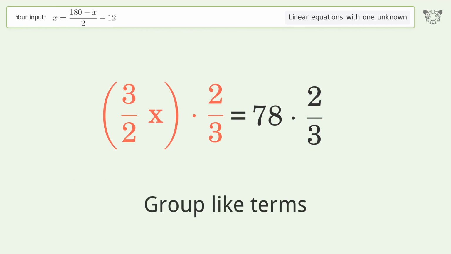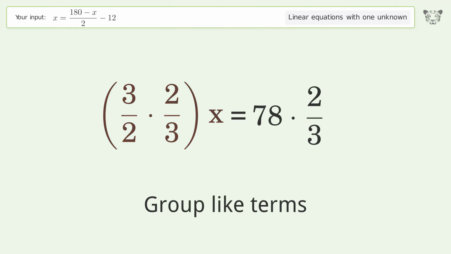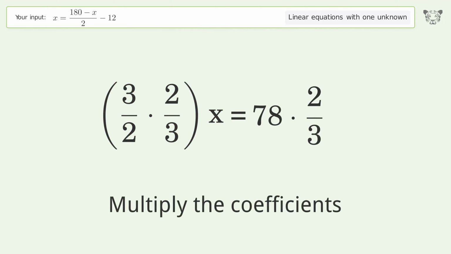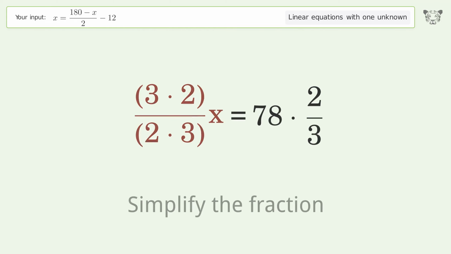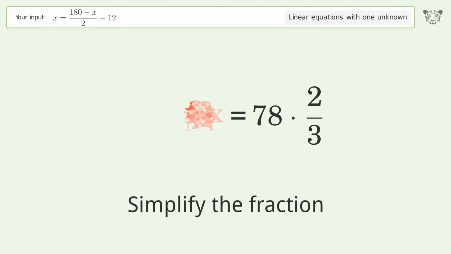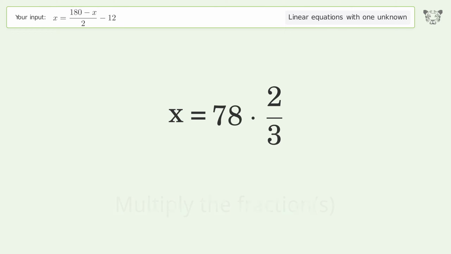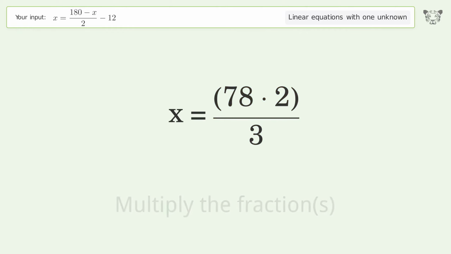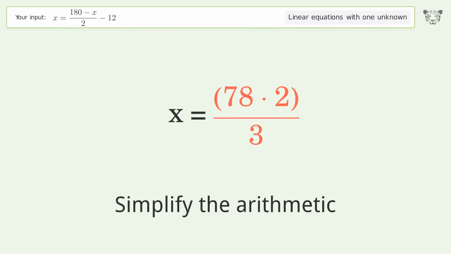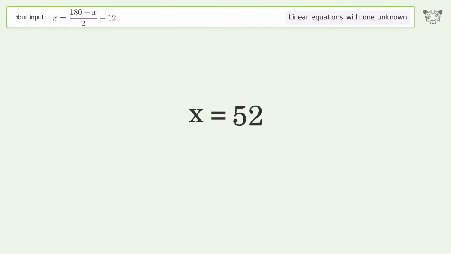Group like terms. Multiply the coefficients. Simplify the fraction. Multiply the fractions. Simplify the arithmetic. And so the final result is x equals 52.